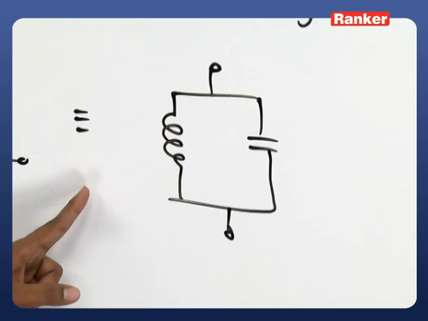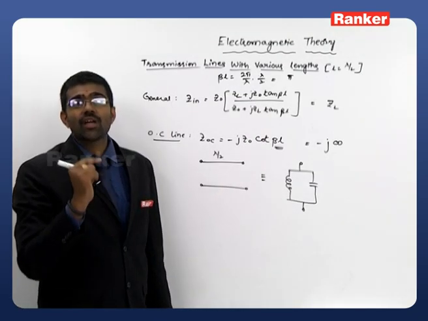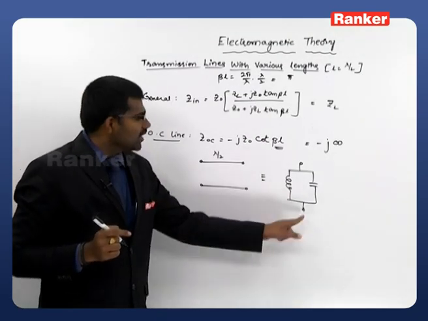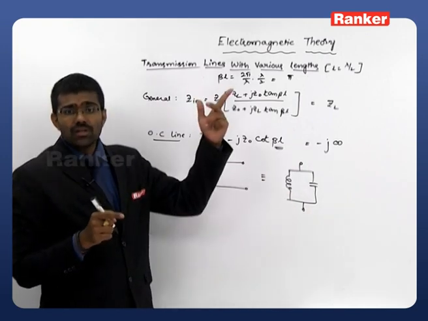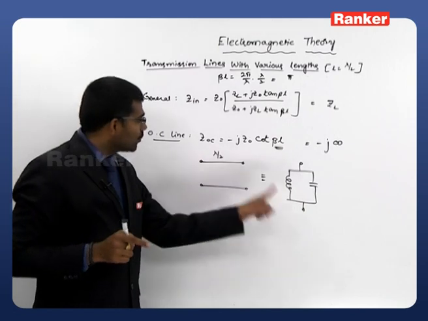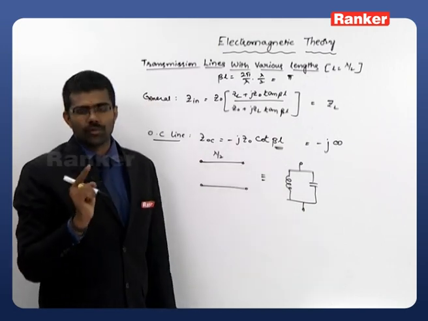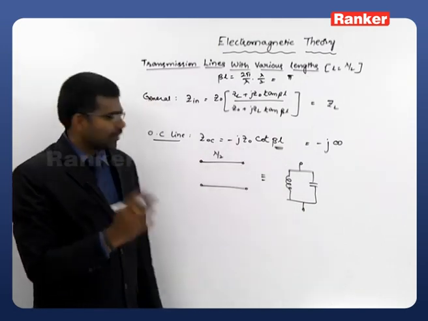In our previous case, a short circuit lambda by 4 line we used for a parallel LC circuit. If you want a parallel LC circuit, you can use that one, or if you want a parallel LC circuit, you can use this one also, no problem. That purely depends upon the requirement.